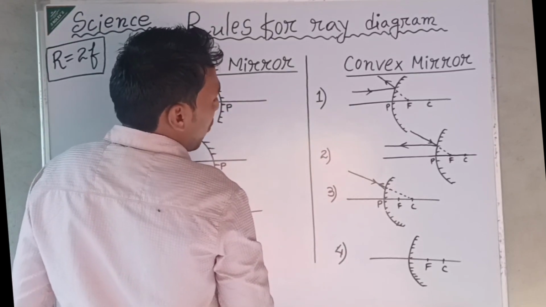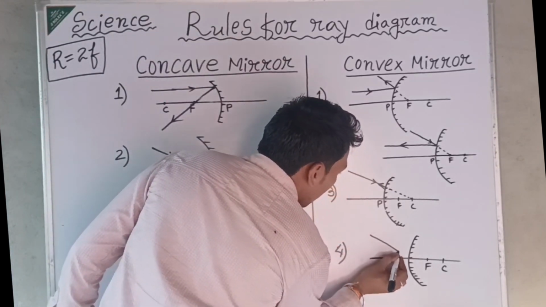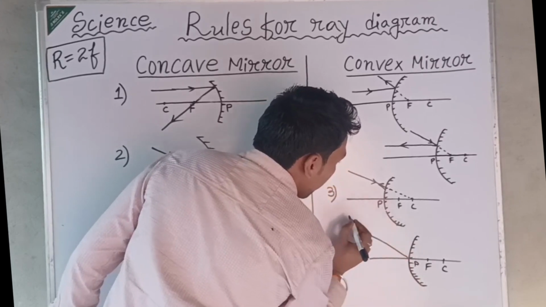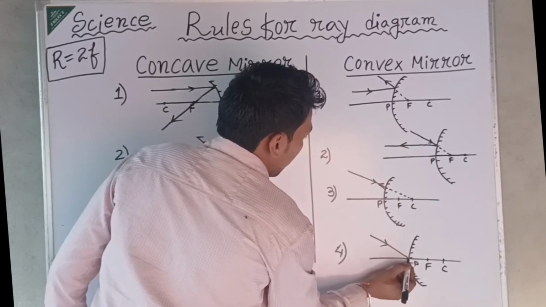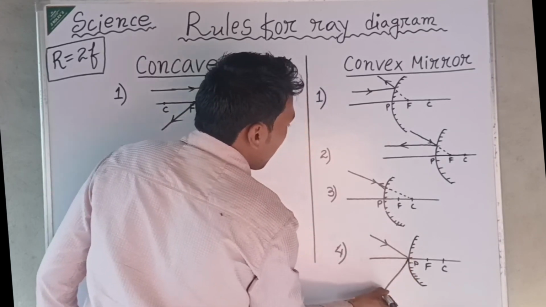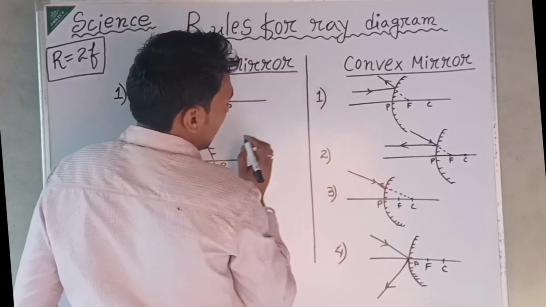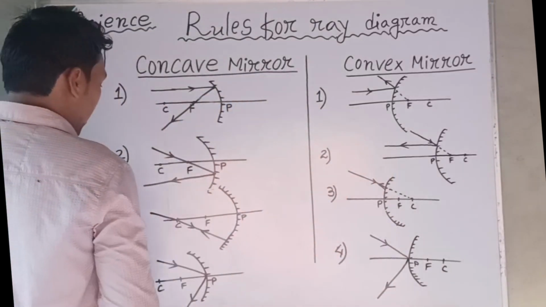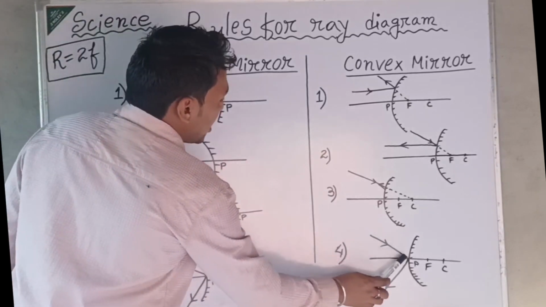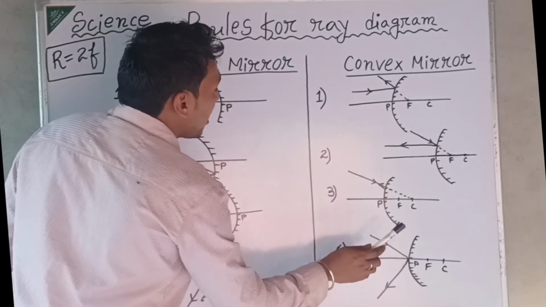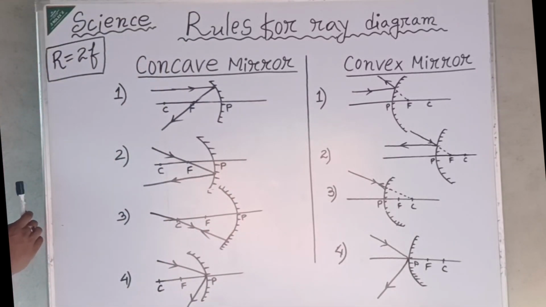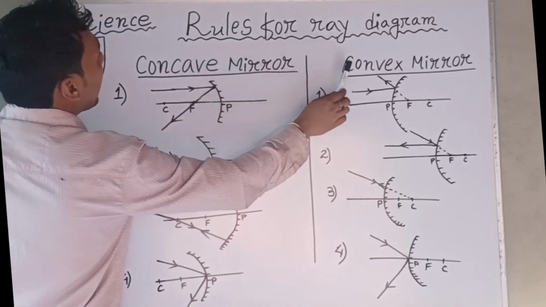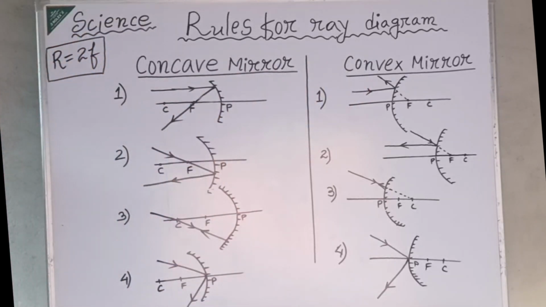Now in rule number 4, when a ray is incident on this pole, this is the pole, this ray gets reflected from this point of incidence, but it will reflect back by making an equal angle. Exactly the same as we did for the concave mirror. When a ray is incident on the pole, it will return back by making an equal angle. So these are the rules for making a ray diagram in the case of the concave mirror and the convex mirror. Whenever you make a ray diagram, you have to use these 4 rules.